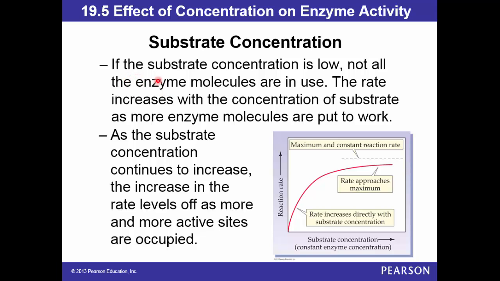Now we want to talk about the effect of this substrate concentration. Now if it is low, not all the enzyme molecules are in use. The rate increases with the concentration of substrate as more enzyme molecules are put to work. So at the beginning, as the substrate concentration continues to increase, the rate levels off as more and more active sites are occupied. So at the beginning, direct relationship, the reaction rate increases with increasing substrate concentration, then it levels off here and the rate approaches maximum.